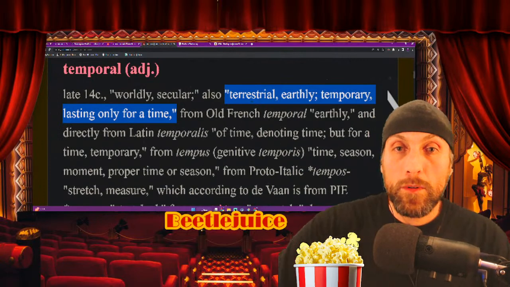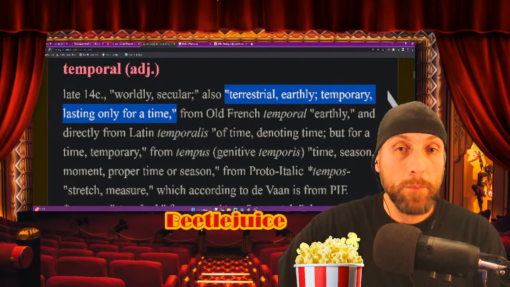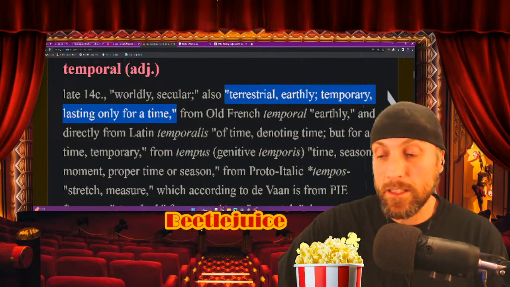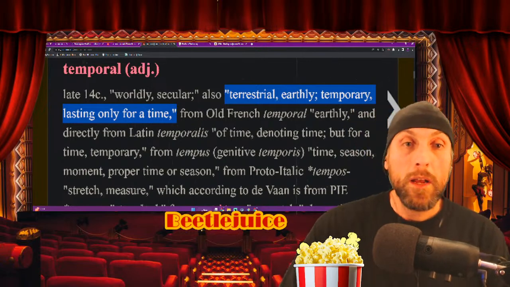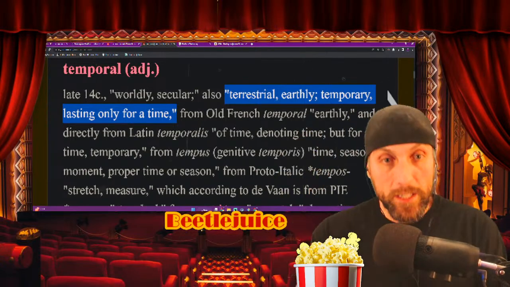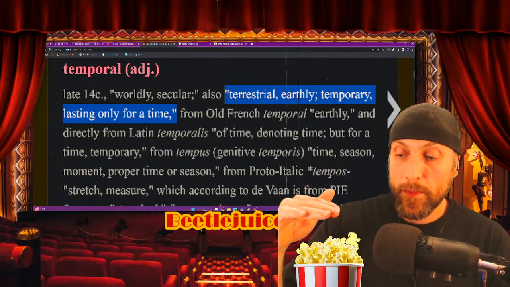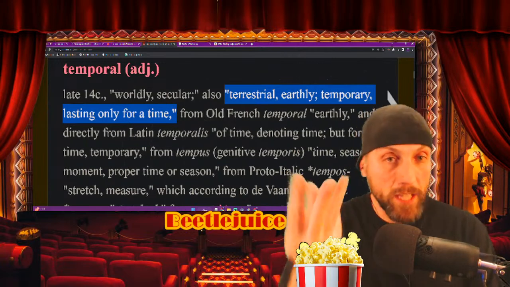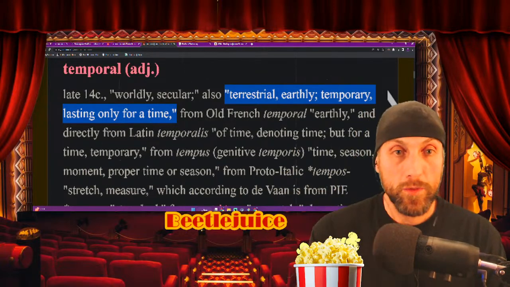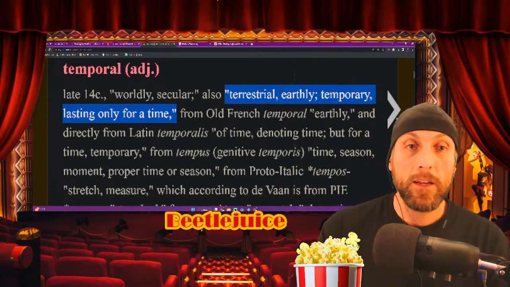The word temporal equates to terrestrial, earthly, also by extension, temporary, or lasting only for a time, as opposed to heavenly, which lasts much longer, because entropy is increased inside of these enclosed worlds, especially whenever you have the cycle where the energy is being charged, where it's being pulled inward towards the source, towards the center of the world. And those who are on the surface suffer because they're losing energy, right?